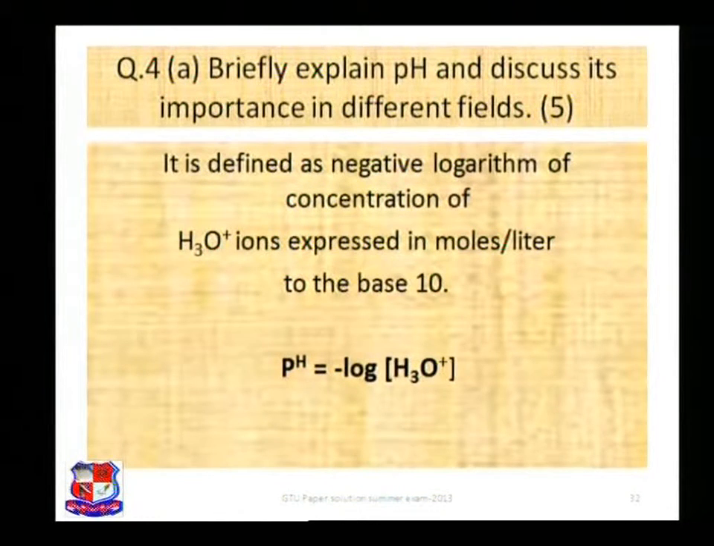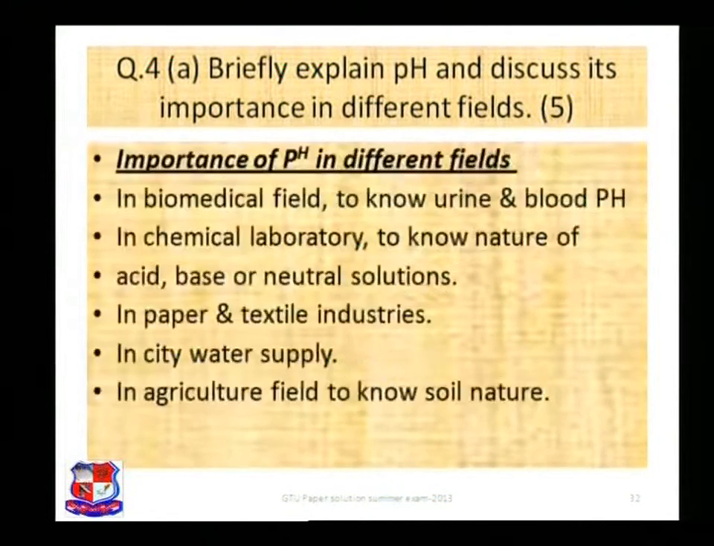At the same time, you can denote it in the mathematical form. pH is equal to minus log of H3O+ ions. So this is actually the pH indication in the mathematical form. Okay, so let us move ahead. What is the application? What is the importance? In biomedical field, to know urine and blood pH. In chemical laboratories, to know the nature of acid, base and neutral solutions. In paper and textile industries, in city water supply, in agriculture field, to know soil nature.